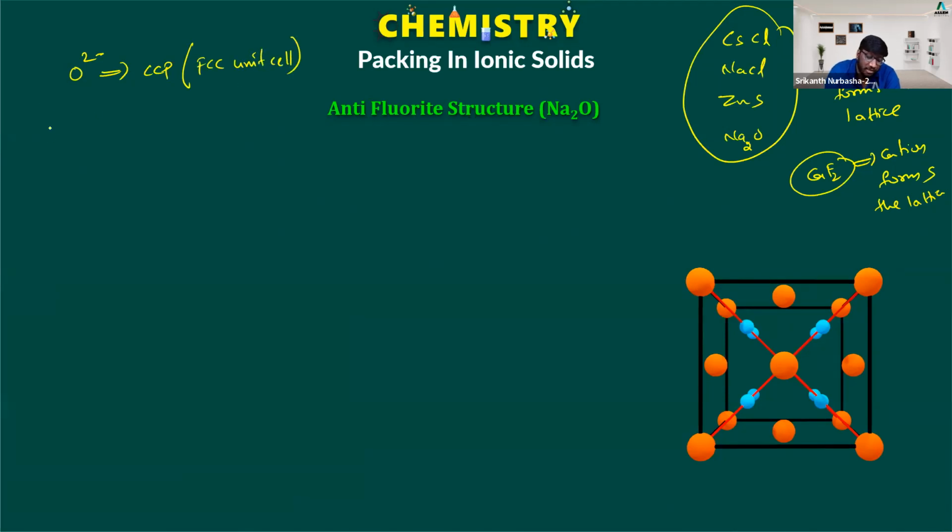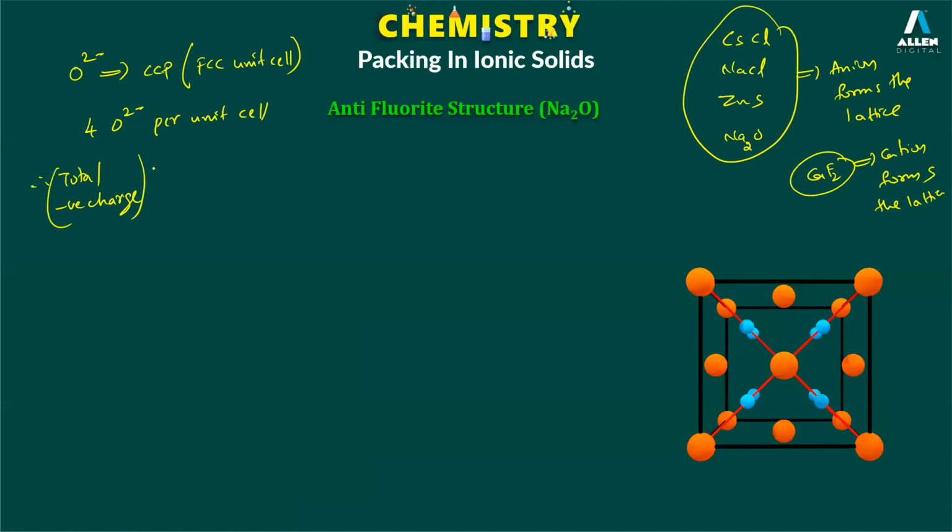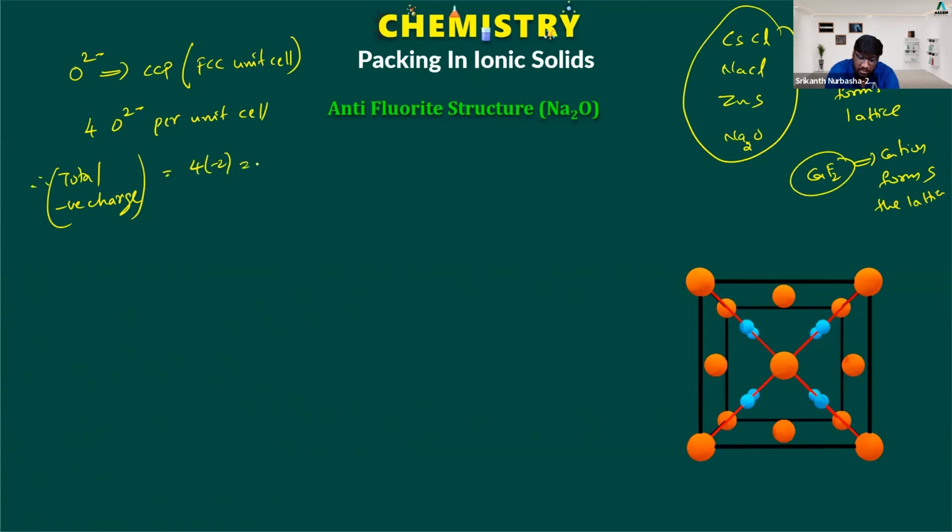So how many O2 minus are there? 4 O2 minus per unit cell. Therefore, total negative charge, because they are present at corners as well as face centers. So 4 O2 minus per unit cell, so 4 into -2, that is -8.